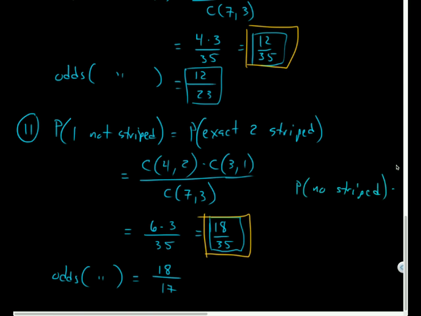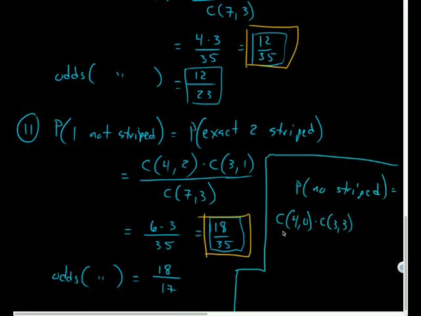And that would be, now theoretically, it should be 1 out of 35, because I've already got 34 other cases counted here. So the probability of no striped, well, that would be of the 4 striped, I'm getting 0 of them. Of the 3 not striped, I'm getting all 3 of them over the combo 7-3. Combo 4-0 is 1. Combo 3-3 is 1, sorry, as well. And combo 7-3 is 35. So I actually end up getting the 1/35th.